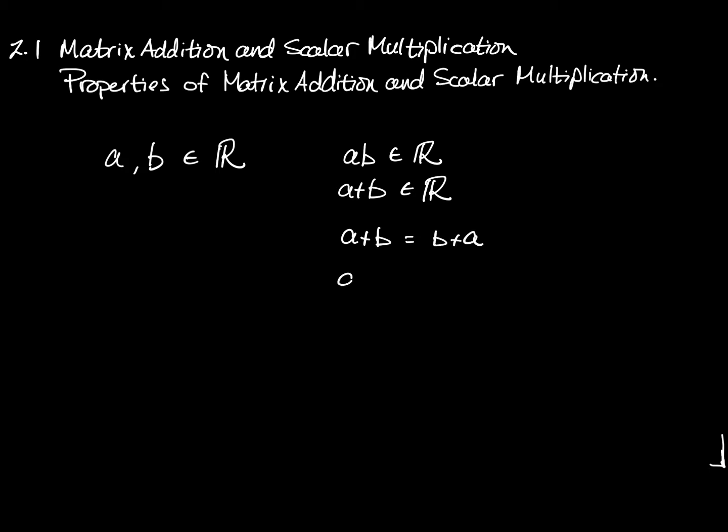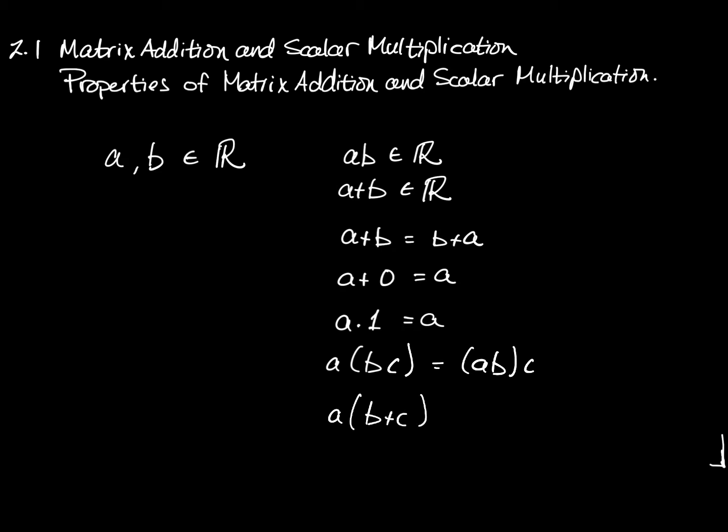We said that a plus 0 was equal to a. We said that a times 1 was equal to a. Let's see, we said that (a times b) times c was equal to a times (b times c). And we said that a times (b plus c) was equal to a times b plus a times c. I guess I need to add c to my list of real numbers here.